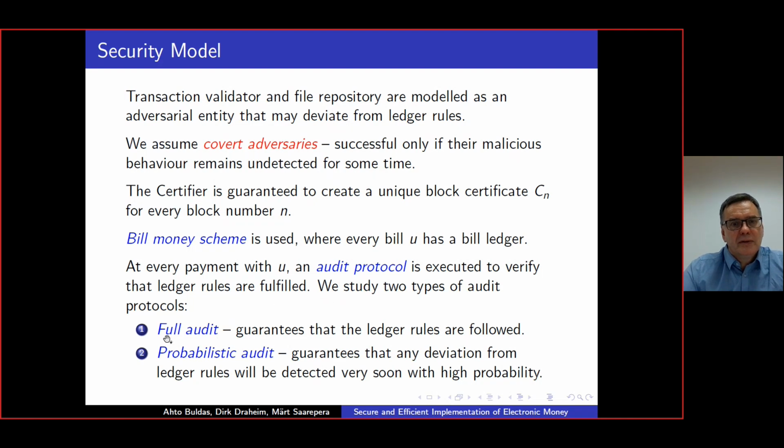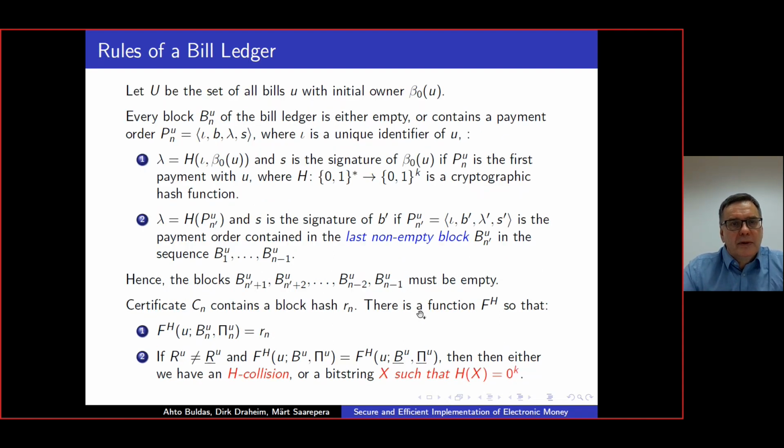So we look at two audit protocols: full audit, which guarantees that the ledger rules are followed, and probabilistic audit, which guarantees that any deviation will be detected very soon with high probability. So, the rules of the bill ledger. Let U be the set of all bills, and the initial bill of a unit U is denoted as beta 0 of U.